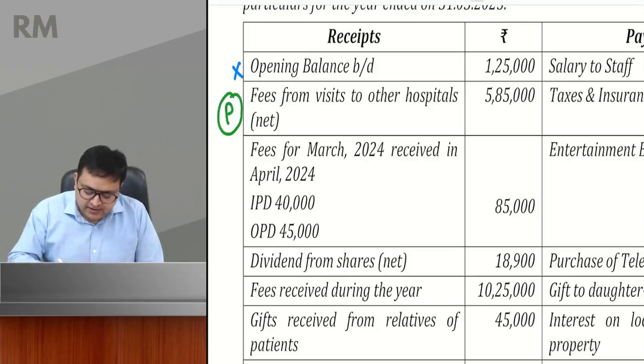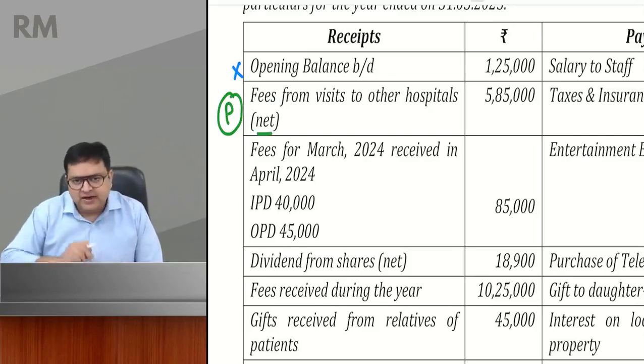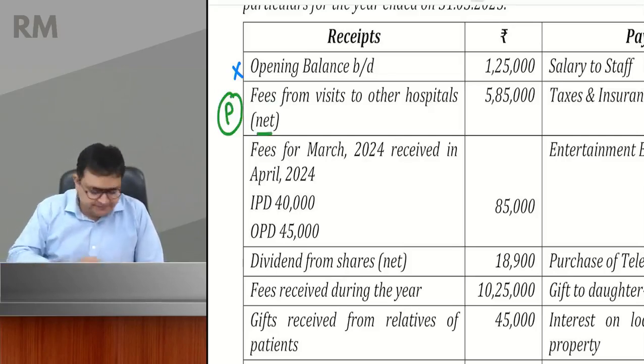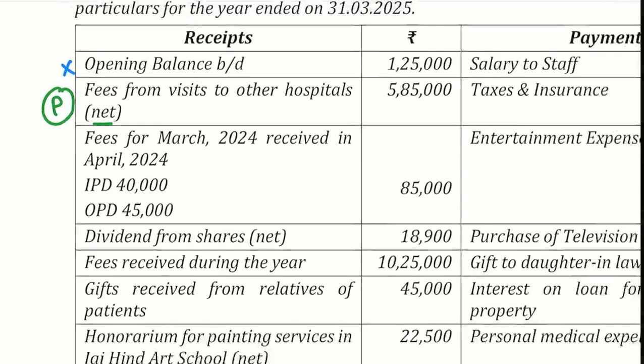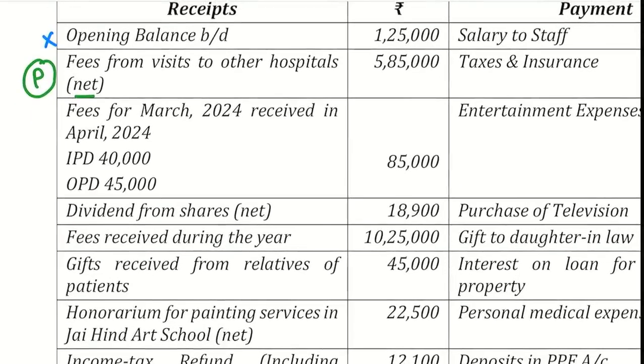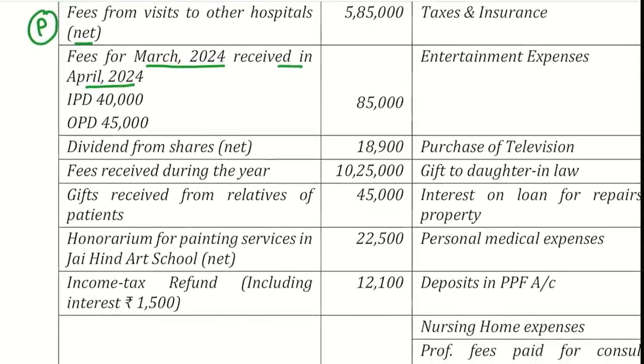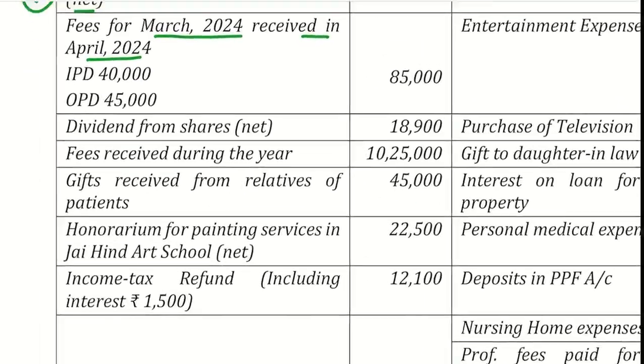Okay. Here it is written net. I will come back again on this particular word net. Okay. Fees for the month of March 24 received in April 24. Okay. Let me come to this point after 2 minutes.